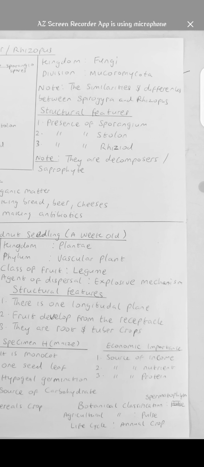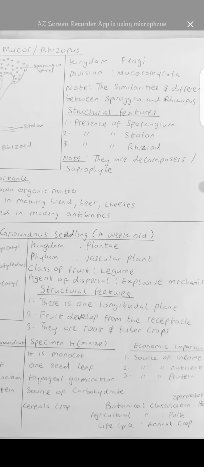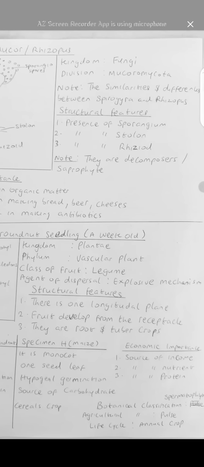Spirogyra nutrition is autotrophic and heterotrophic, while Rhizopus is a saprophyte. It feeds on dead organic matter. It's a decomposer. Okay. You can also say Spirogyra has chloroplast. It can perform photosynthesis, while Rhizopus cannot. So that's the difference.